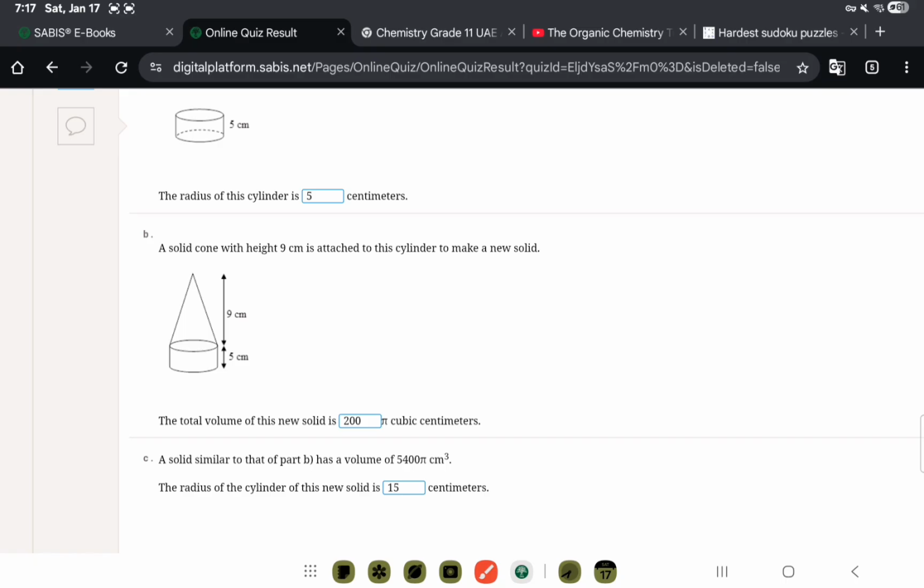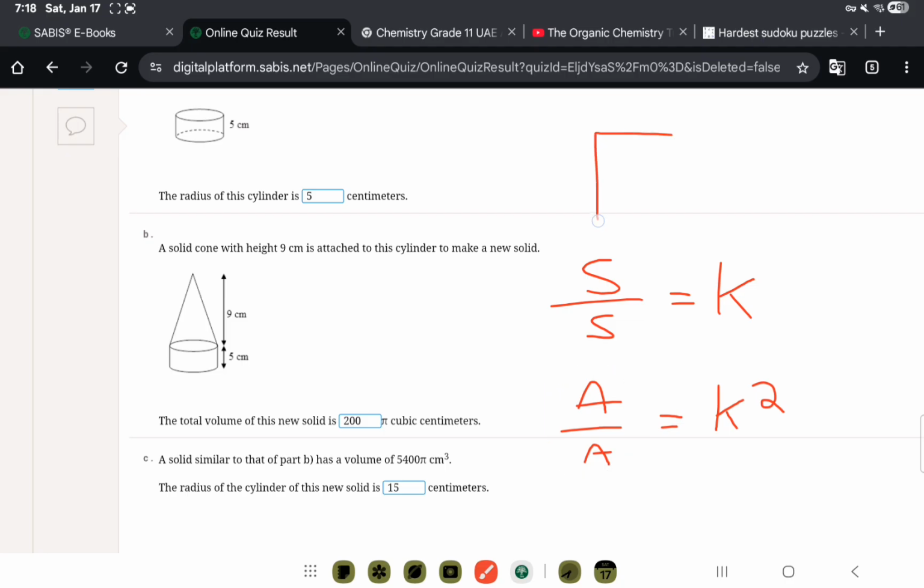I'm not sure if you were focusing when you took this in class, but side over side gives us a constant. I will call it K. Area over area gives us a constant called K squared, because with area you're doing side times side. This is one dimensional, this is two dimensional. Now, volume over volume is equal to K cubed, because it's three dimensional.